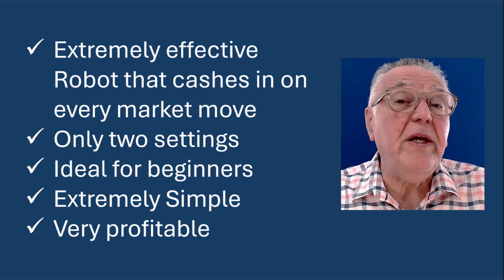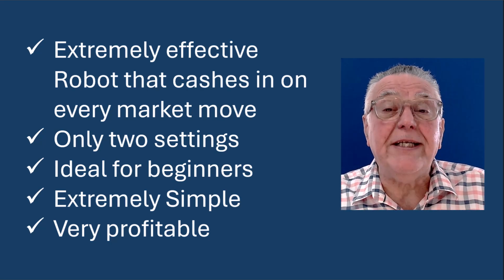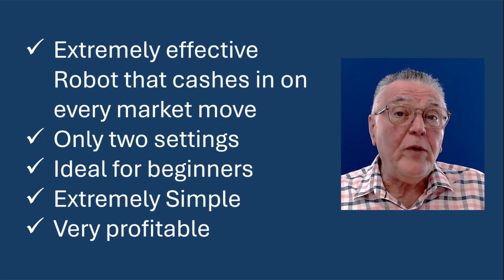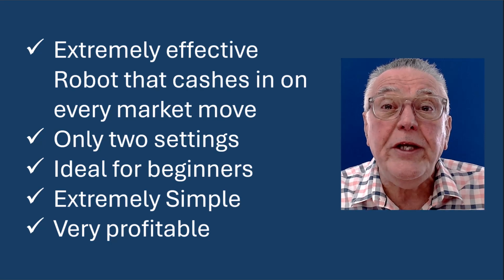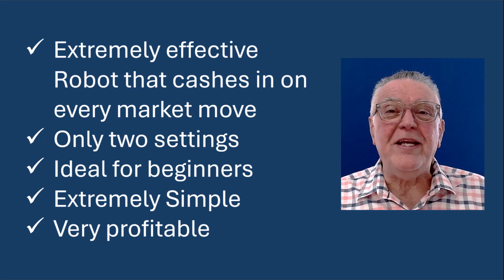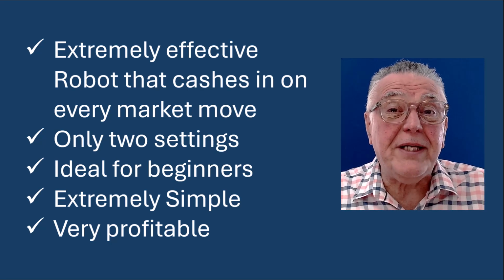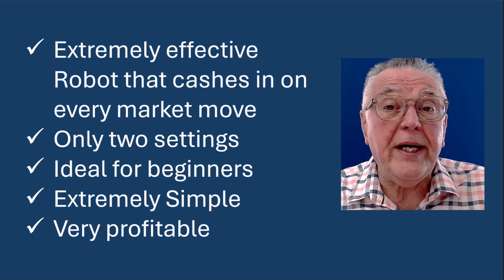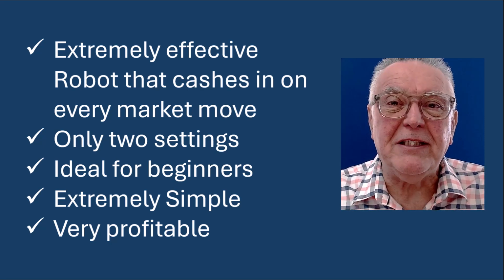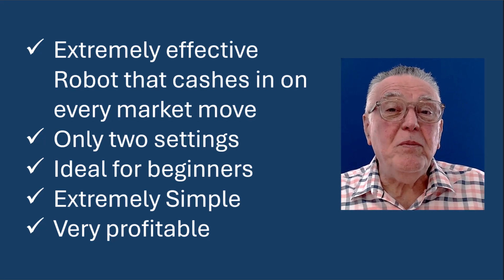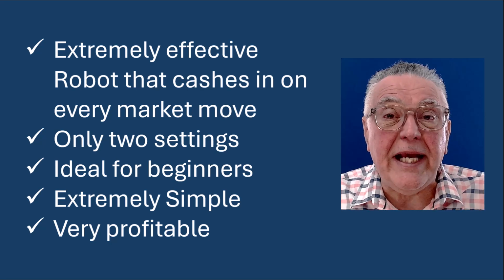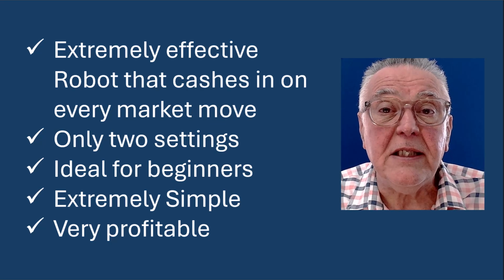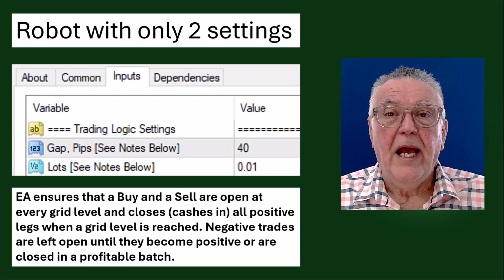And over the years, we've realized that there are only two critical settings required to be a profitable grid trader. So what we've done is we created a robot with only two settings, and that is the one that you can download. With only two settings, it makes it ideal for beginner robot traders to start learning how to trade robots. And it is extremely simple, but don't be fooled by the word simple. It is highly profitable, and there's a good chance that you will make considerable gains during the period that you trade this robot.